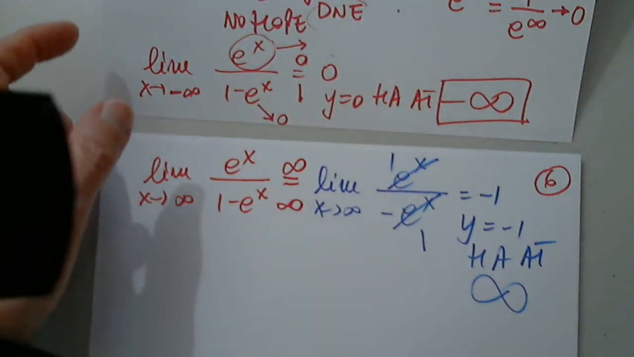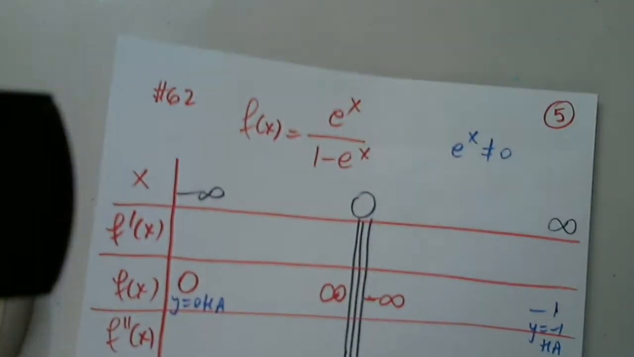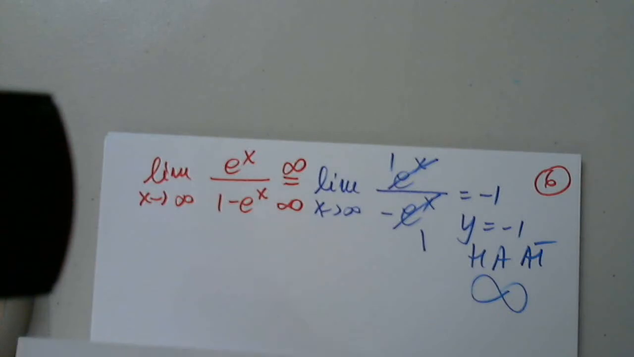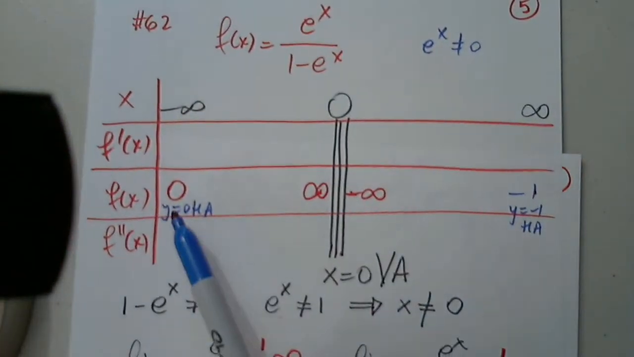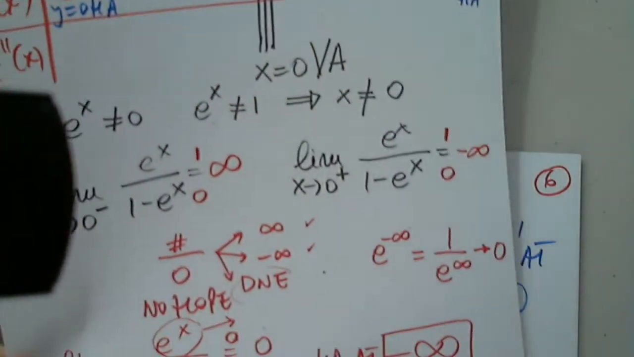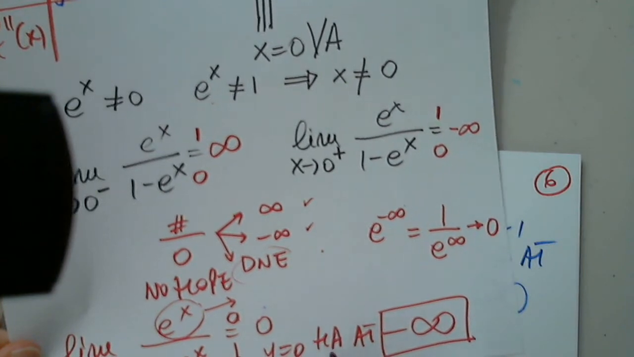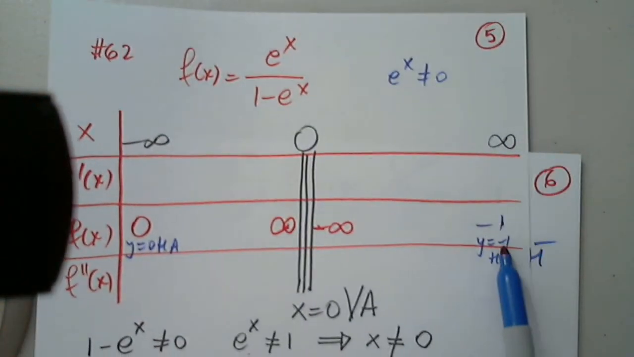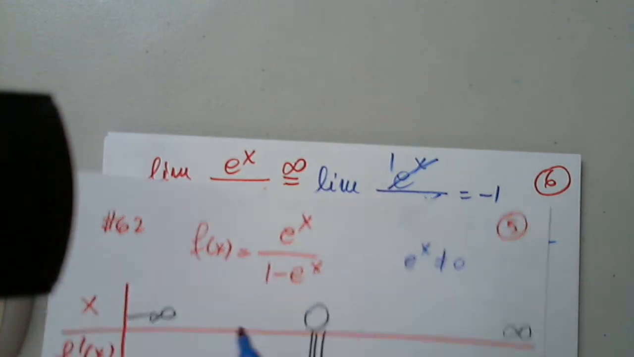I didn't realize that it was not recording the sound. So I have to say this one more time for you if you ever watch this again. We put in the findings for horizontal asymptote at negative infinity being 0 and at positive infinity being negative 1. So this is done.